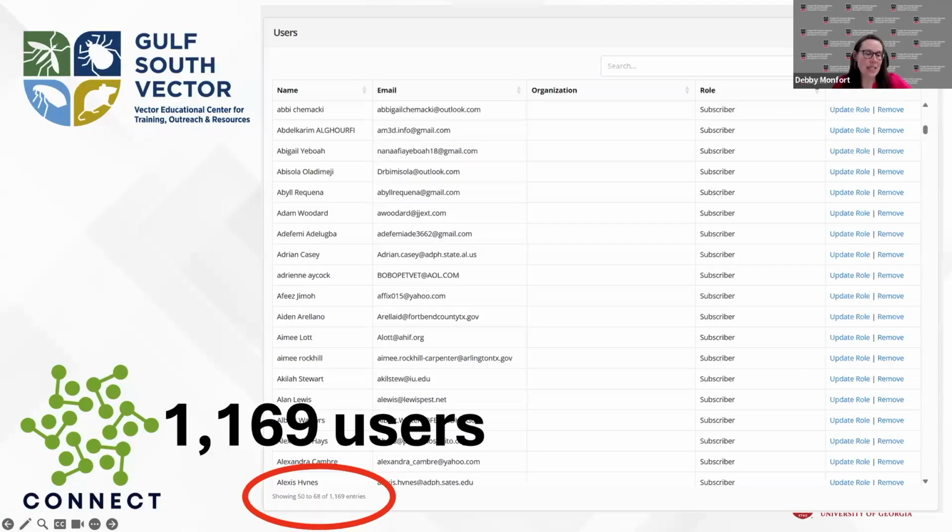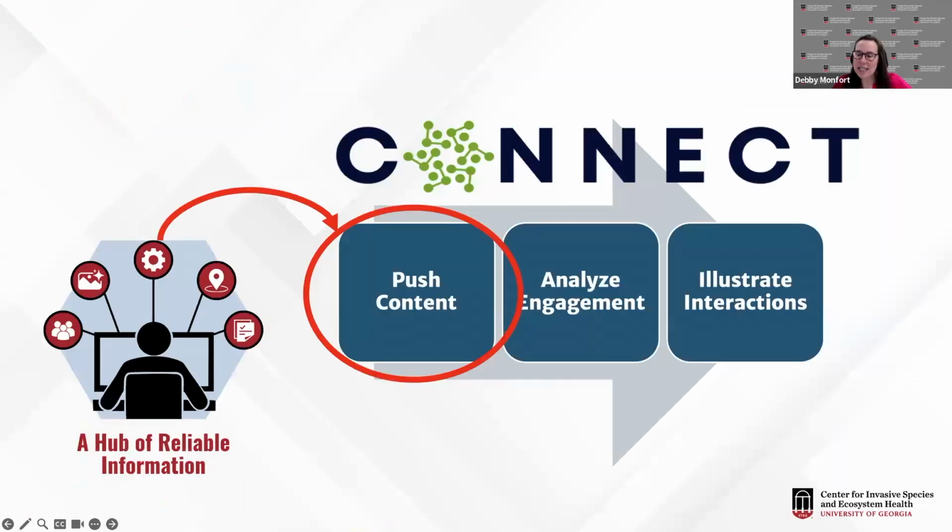So 1169 is the number to remember. About 40 of those users are partner members. The rest, 1,130, that's the capacity that Gulf South Vector is building with their meetings, with their trainings, and everything that they're doing.